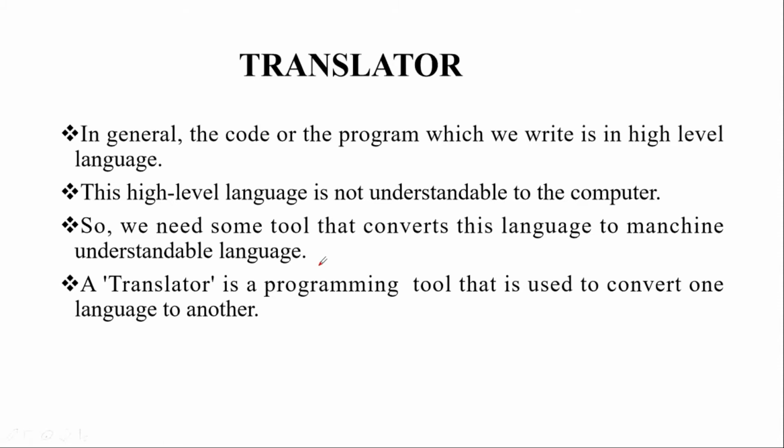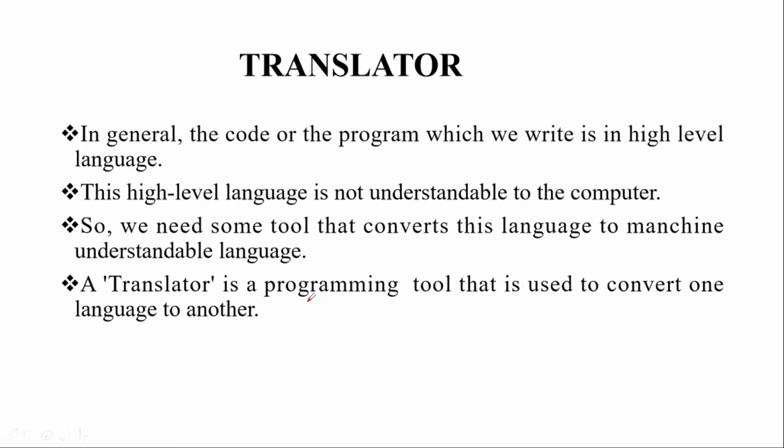So in this video, we'll discuss what is a translator, what are the types of translator, and why we actually need a translator. So what is a translator? A translator is generally a programming tool that is used to convert one language to another language. More precisely, it is used to convert a high level language to a lower level language or machine language.